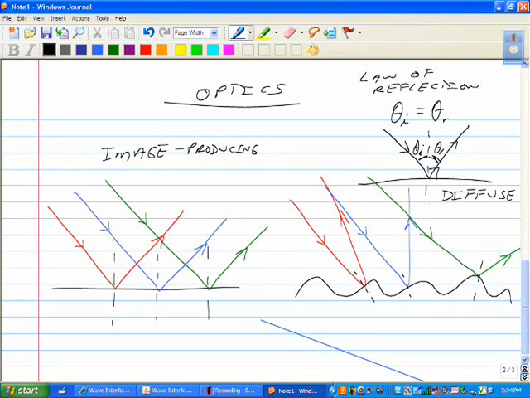Hold on, let me finish these thoughts and I'll pick up your questions. So, does that mean that anything smooth can produce an image? Yeah. If it's truly smooth. So what are some examples of things that produce images because they're really smooth? Water. Right?